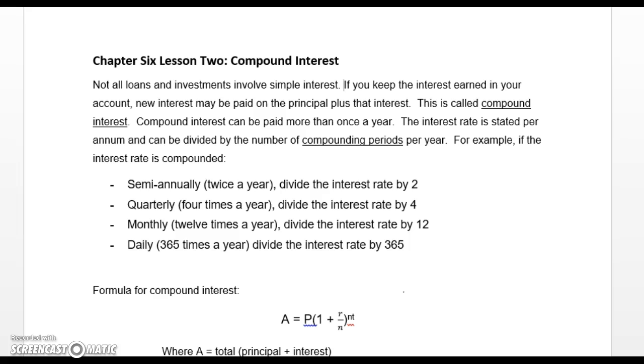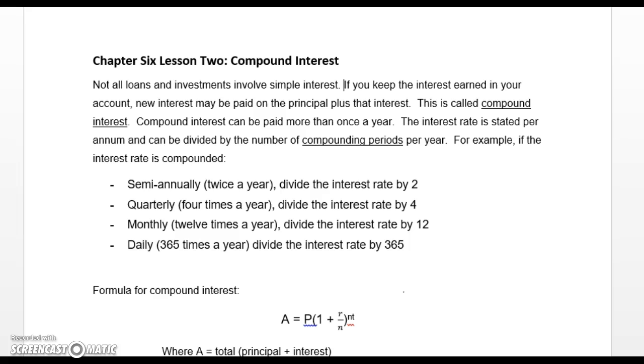In this video, we're going to look at lesson 2 from chapter 6, which is talking about compound interest. In the last video, we looked at calculating simple interest on either investments or on loans, but not all loans or investments involve simple interest. In fact, most of them don't. If you keep the interest earned in your account, new interest could be paid on the principal plus that interest that you kept. This here is what we call compound interest.